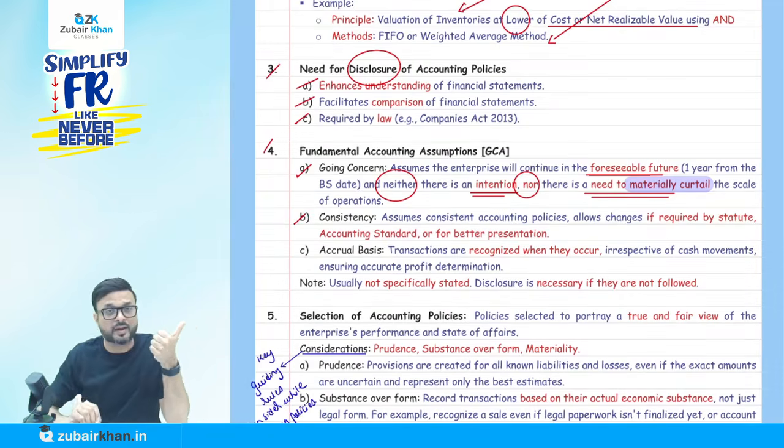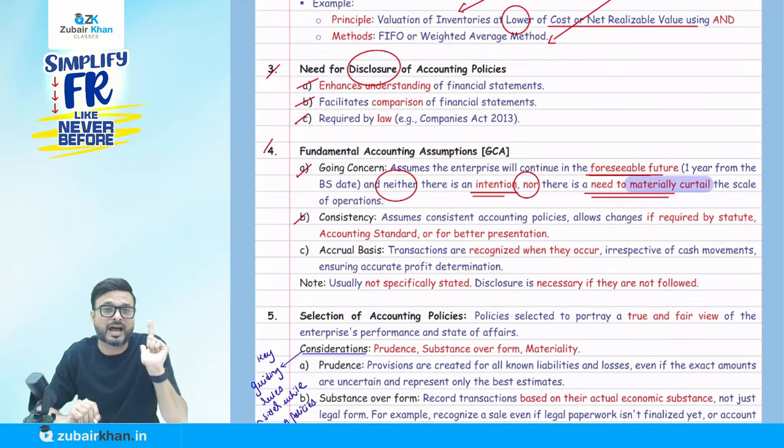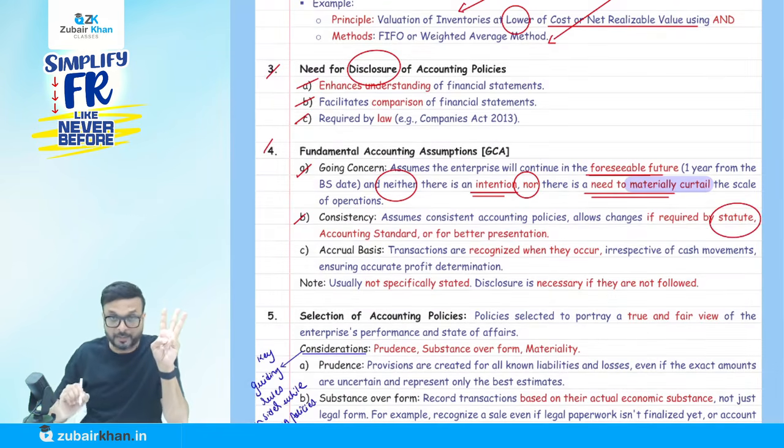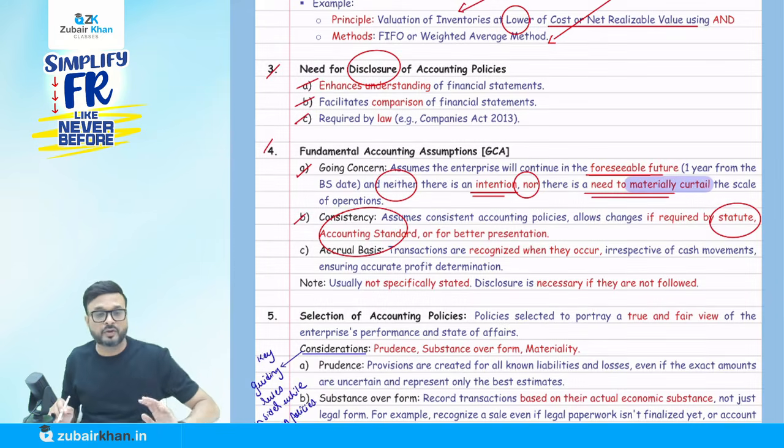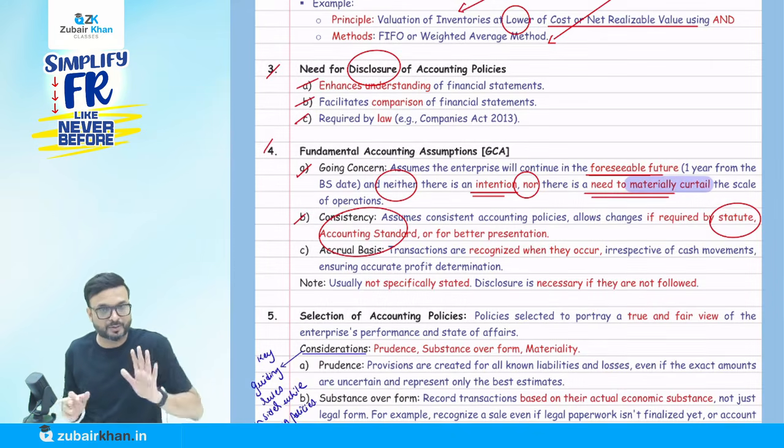Consistency. Whatever accounting policy we are following, we have to be consistent. But we can change in three situations. When can we change? If it is required by law. If the accounting standard tomorrow says FIFO is not allowed, we have to follow the weighted average method. I'm just giving an example.